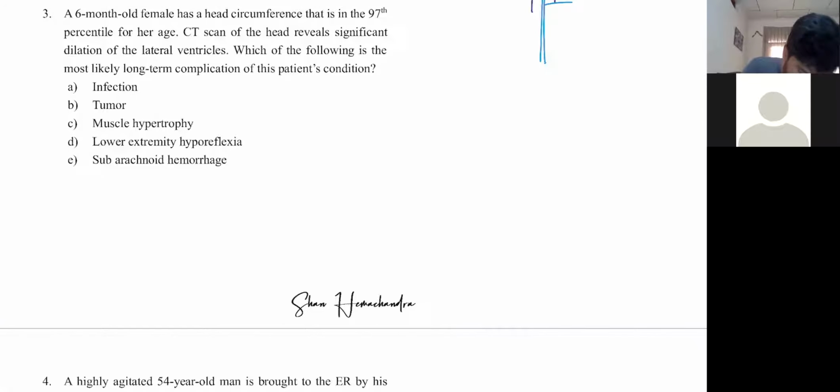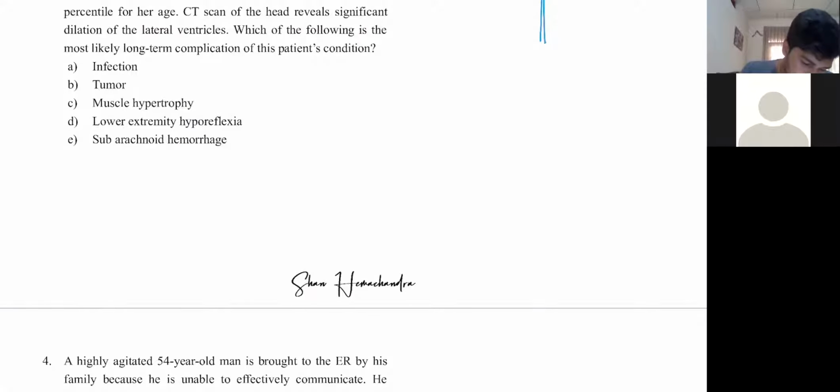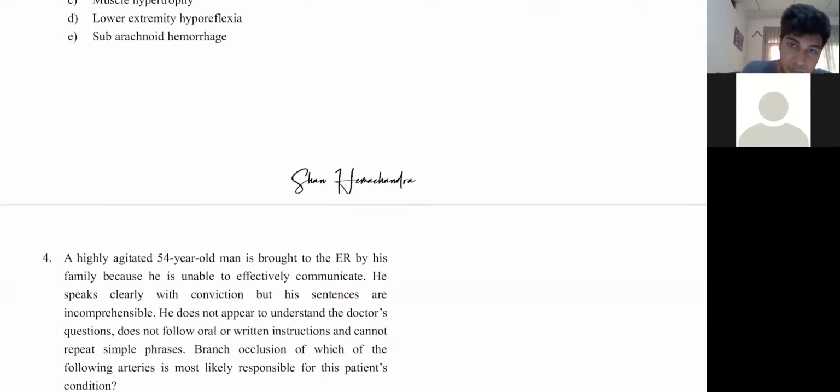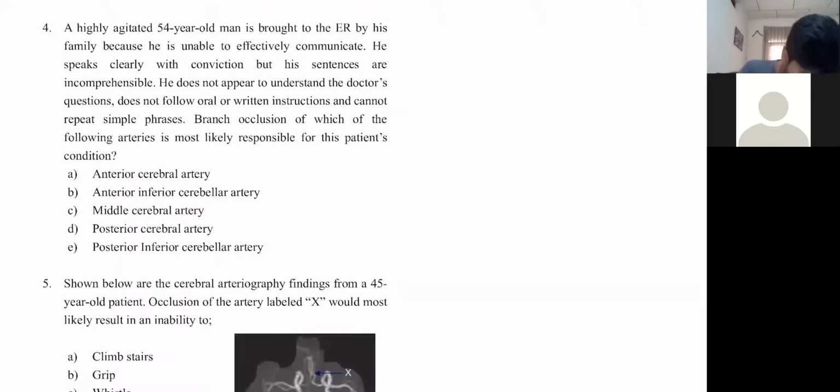Guys, I made a mistake here. Oh, no, it is correct. I haven't given the CT scan. I need to use the CT scan for this. I'll send it and we'll discuss this later before the class ends.